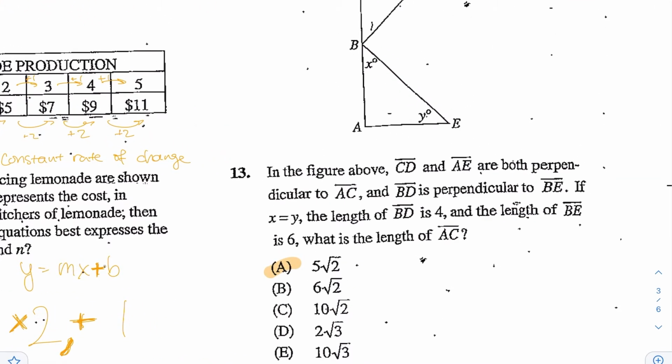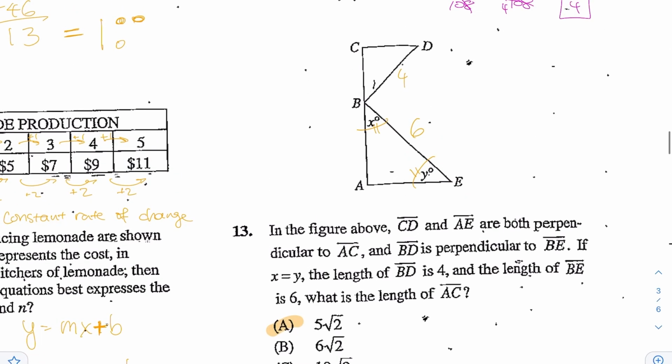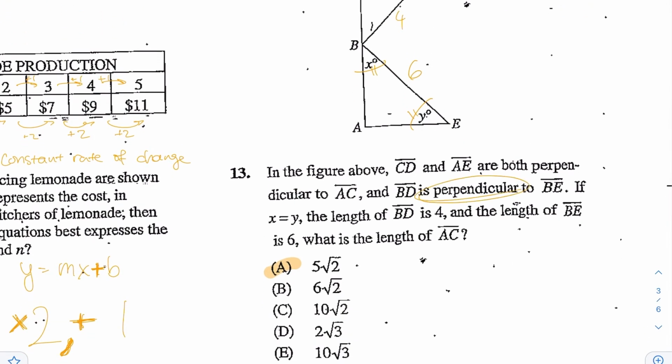Okay, for number 13, you have these two triangles in the figure above. CD and AE are both perpendicular to AC, and BD is perpendicular to BE. If X is equal to Y and the length of BD is equal to 4, and the length of BE is equal to 6, what's the length of AC? So you know that X is also equal to Y.